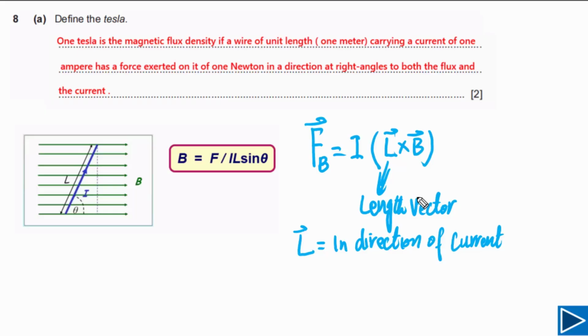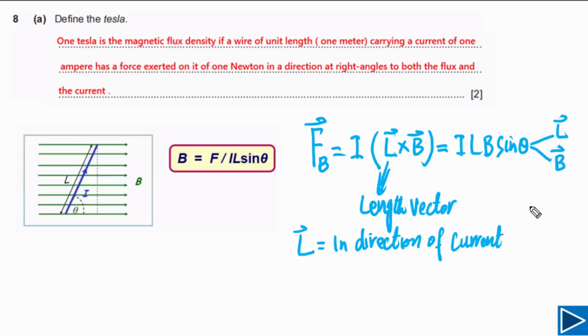You can now write B cross L. If you do B cross L, the direction of magnetic force will be wrong. Now if we expand this, we can say this is equal to ILB sine of theta, and theta is the angle between the L vector and the B vector.